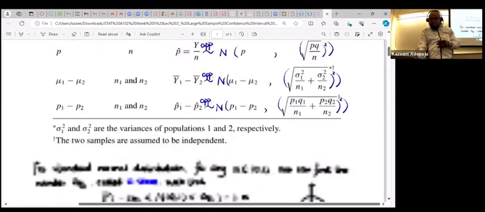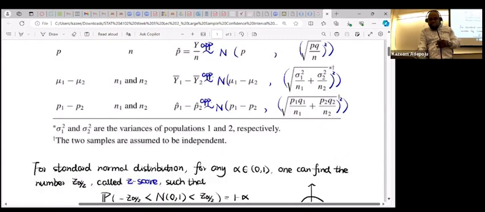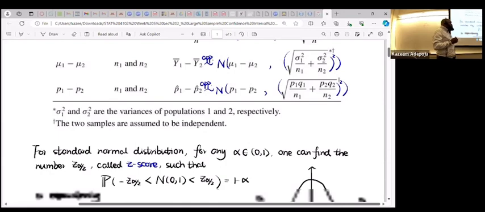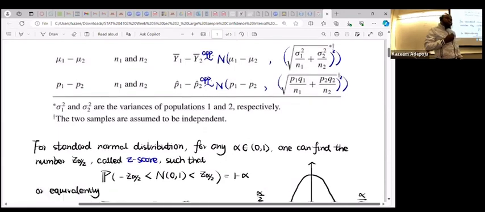Now, let me tell you this. A situation where you are working on two groups. Maybe you are comparing the means in two groups, or you are comparing proportions in two groups. The assumption is that the two groups are independent. Does that make sense? They are independent. I just needed you to take note of that.